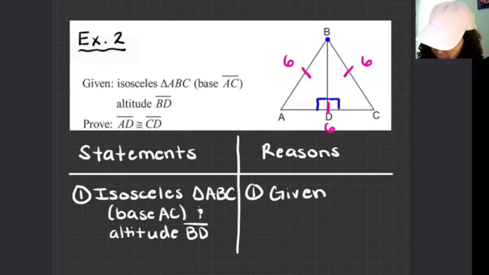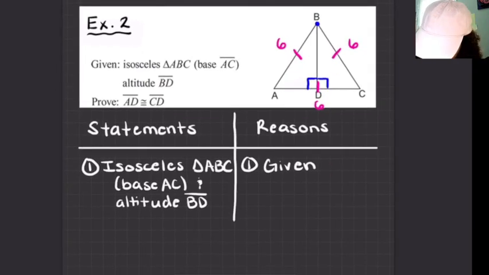So what I'm trying to prove here is that AD, this segment right here, is congruent to CD at the very end, okay? So I have my given statement already listed. The next thing that I want to notice here is if I'm trying to show that AD is congruent to CD, I want to take a look at these triangles on the inside, okay?